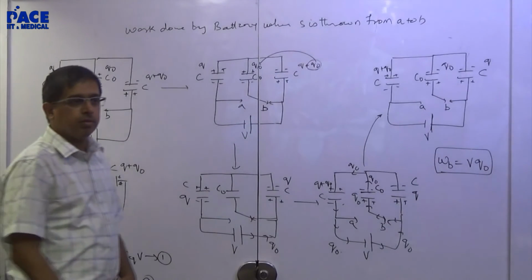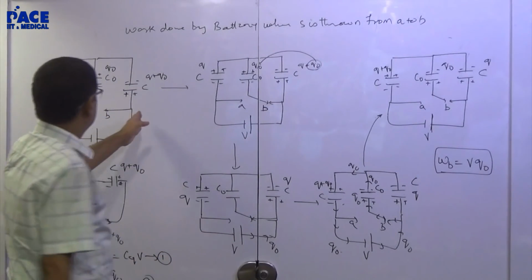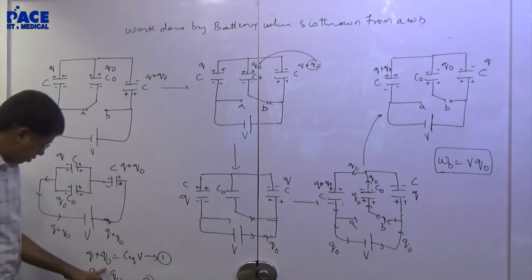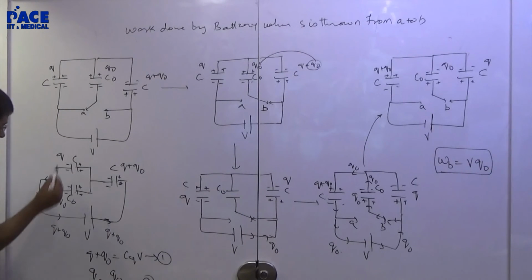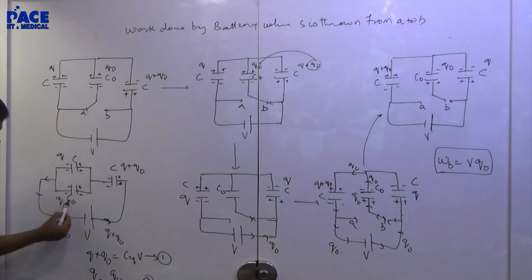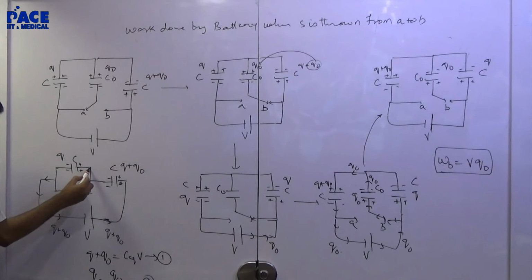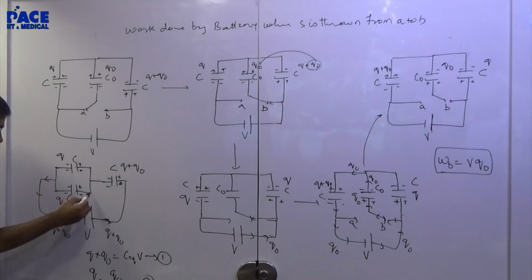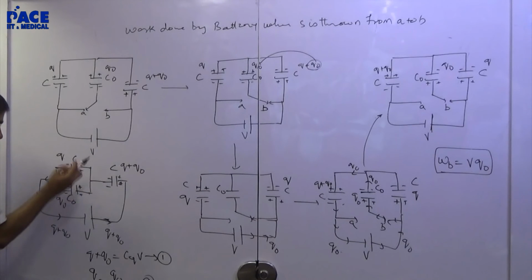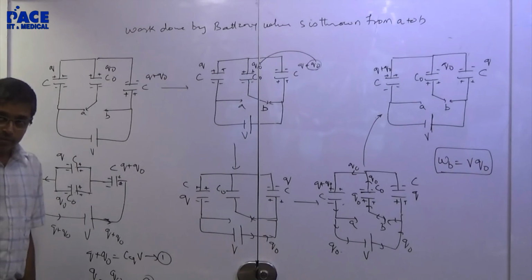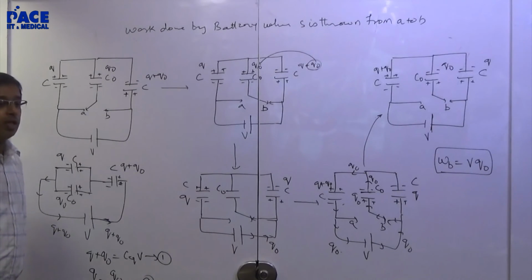Sir, on the left hand side of the board, what is written below Q plus Q naught is equal to CQV, sir, दिख नहीं रहा वो नीचे. Q by C is Q naught by C naught. Potential difference across this is Q by C. Potential difference across this is Q naught by C naught. Q by C is Q naught by C naught. Okay, sir, got it. Thanks.